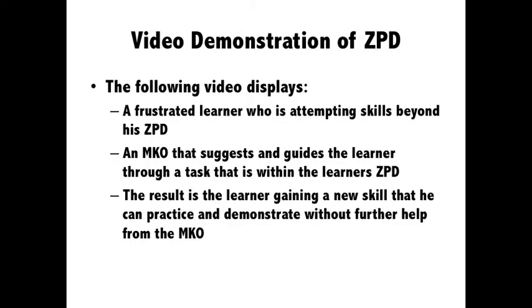The following is a video demonstration of the zone of proximal development. See if you can look for the following qualities of the zone of proximal development in the video. Look out for a frustrated learner who is attempting a skill beyond his zone of proximal development. There should also be a more knowledgeable other that suggests and guides the learner through a task that is within the learner's ZPD. The result is the learner gaining a new skill that he can practice and demonstrate without further help from the MKO. This video demonstrates a learner moving through all 3 areas of the ZPD.